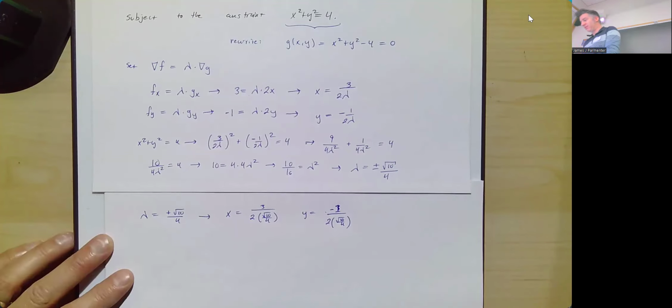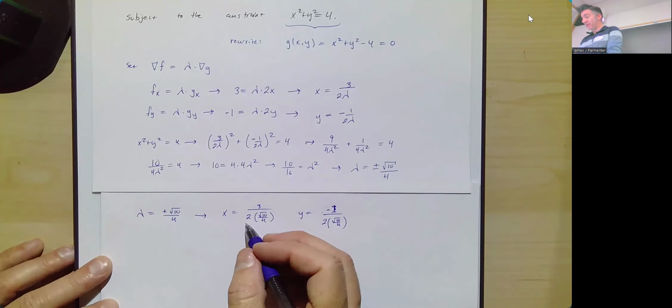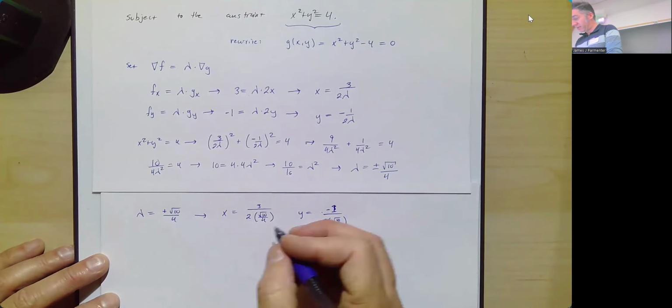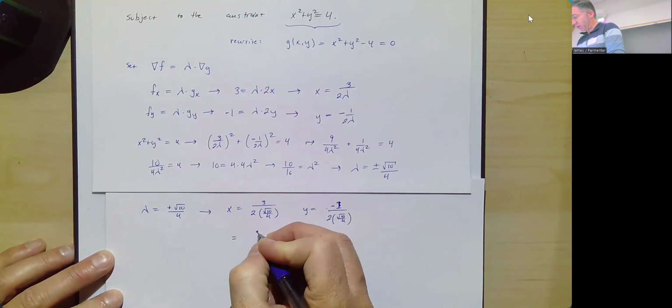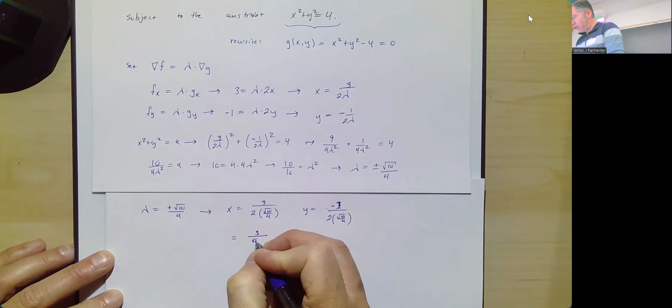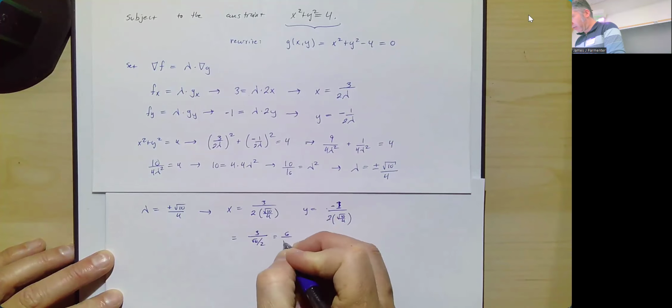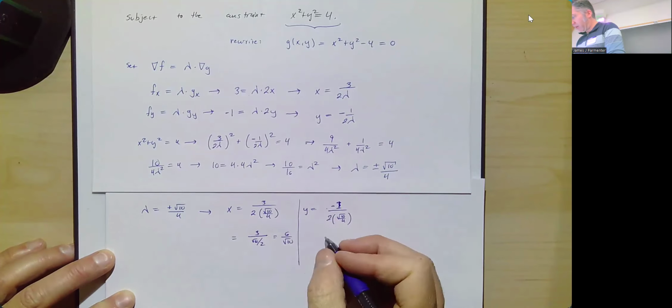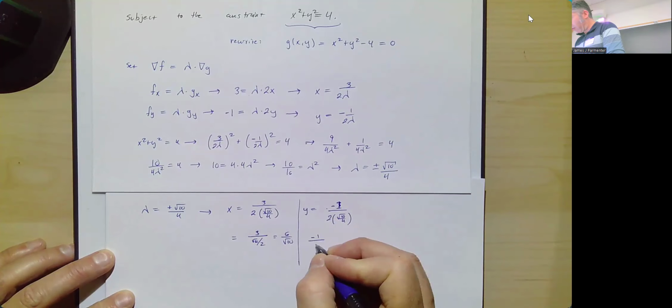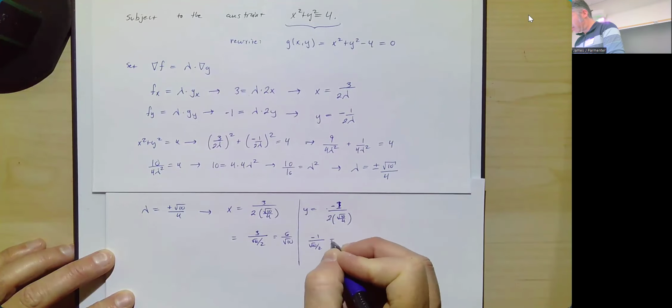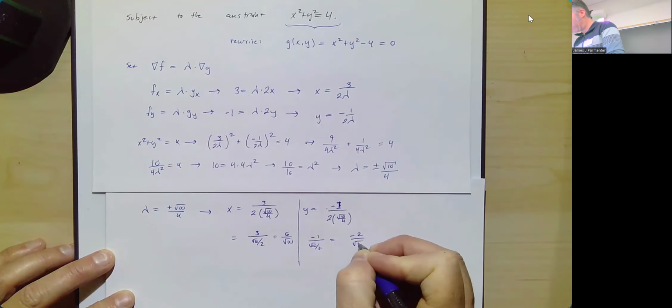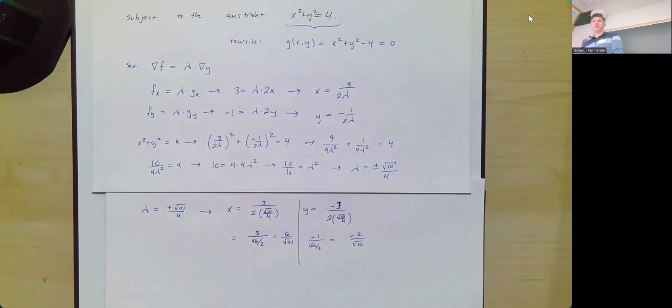So if I plug those in, that's kind of gross. I'm going to try and simplify this a little bit. Ew, I do not love this. This is equal to 3 over root 10 over 2, which is equal to 6 over root 10. And the y value is negative 1 over root 10 over 2, which becomes negative 2 over root 10. Yeah, we could rationalize those. I really don't want to.